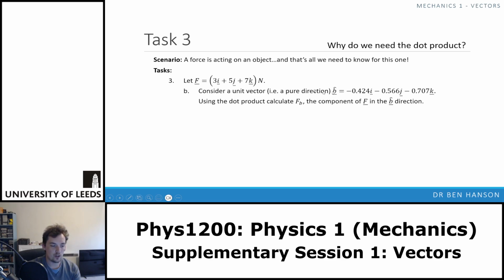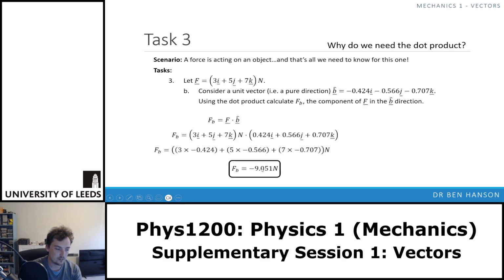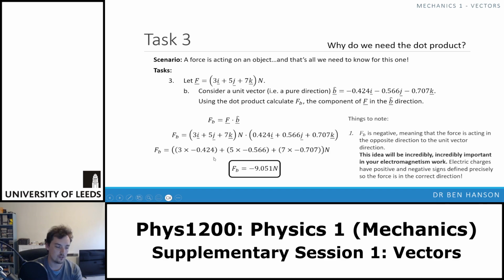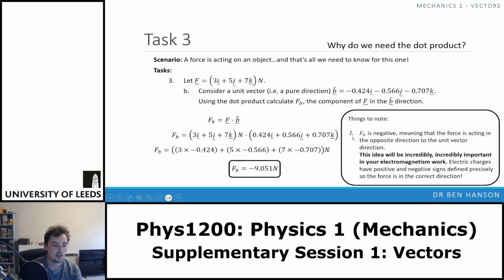So now I've given you another vector. It's just the minus of the previous one. So the amount of that force in that direction we might expect is the negative of what was in the other direction, because it's just minus in every bit. So F_B is negative, which means that the force is acting in the opposite direction to the unit vector direction. So we've got a direction here, we've got a force here, and because this is negative, the amount of force in that direction is minus, which means it's in the opposite direction.